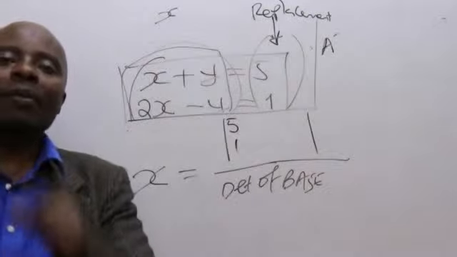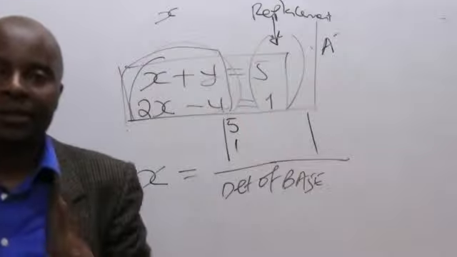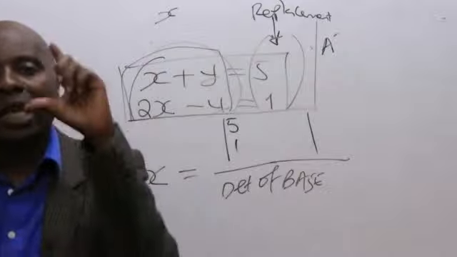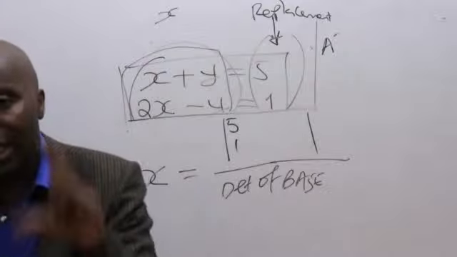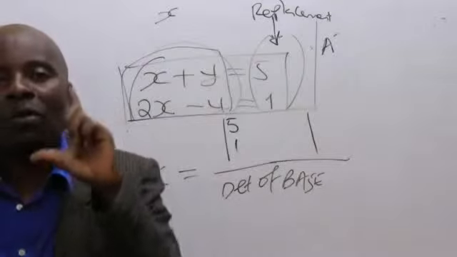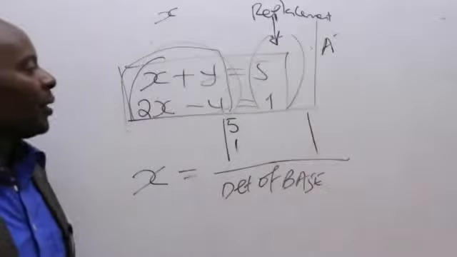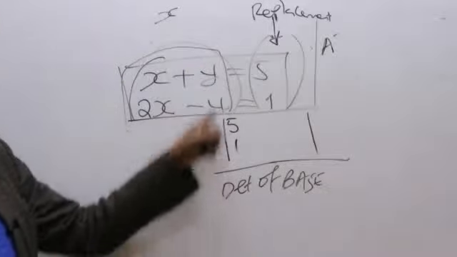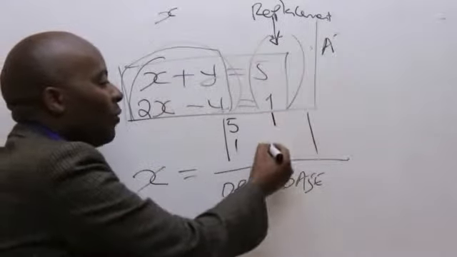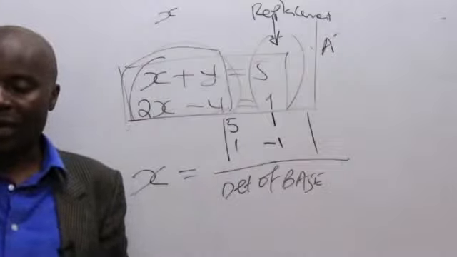And if column x has disappeared, then the column y has to remain. So what I've said is that if I want x, the column of x must disappear, and the column of y must remain. So the y column is column number 2, and I know what the coefficients of column y are. Coefficients here are 1 and minus 1, like that.